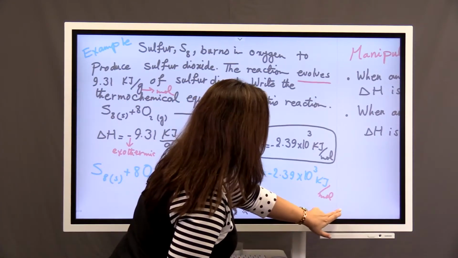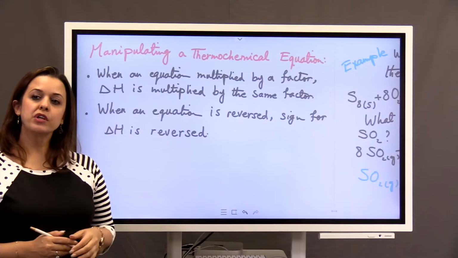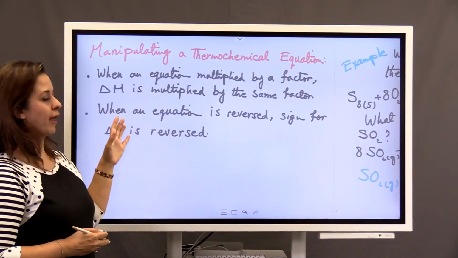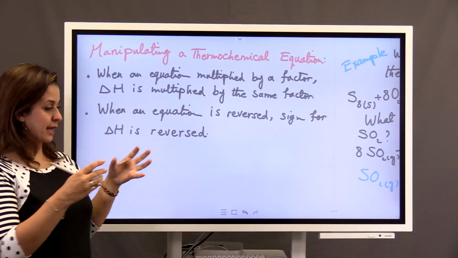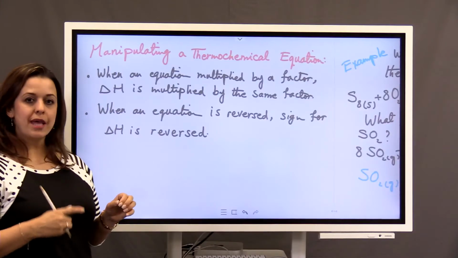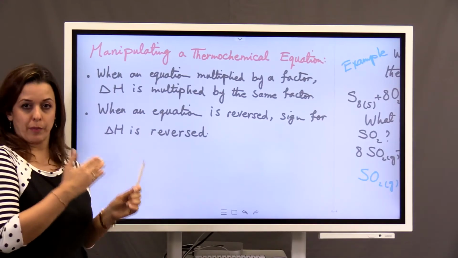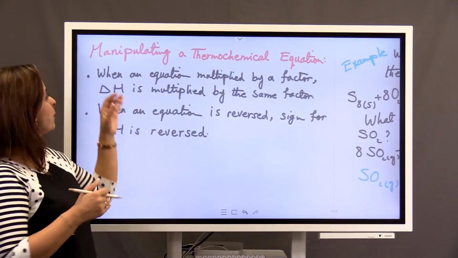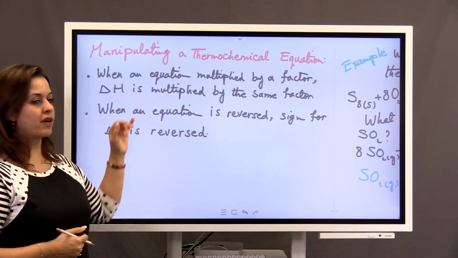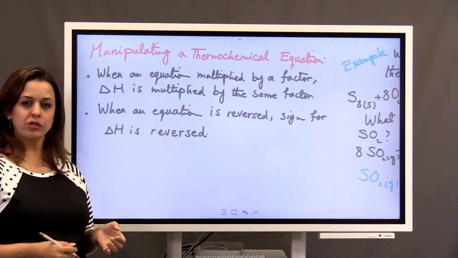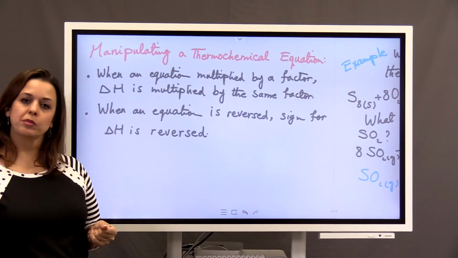The next concept is whatever change you may need to make on a thermochemical equation, or let's say the chemical equation part, that change must be reflected in the value of delta H, because delta H is for that particular equation. What do we mean? When you multiply an equation by a factor, you need to multiply the delta H value by the same factor. If you multiply the equation by 2, delta H must be doubled. If you multiply it by 3, delta H value must be tripled.